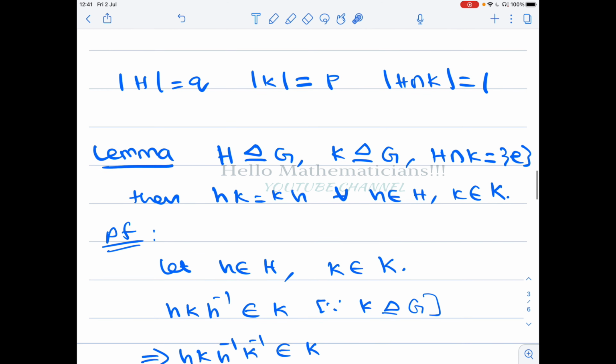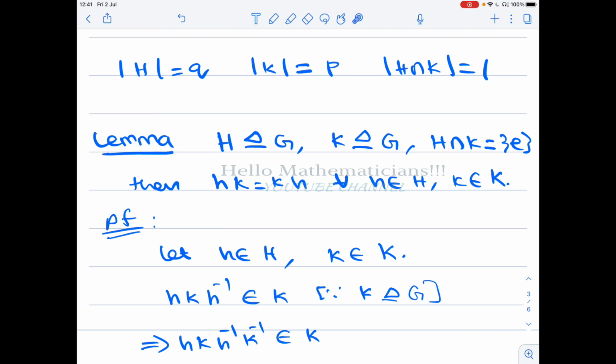Okay. Now we have a simple lemma, but a very, very important lemma. H is a normal subgroup of G, this is the notation for normal subgroup. K is a normal subgroup of G, and their intersection is the singleton {e}. The order of H intersection K equal to 1 means that H intersection K is actually the singleton {e}, because a subgroup of order 1 is the singleton identity.